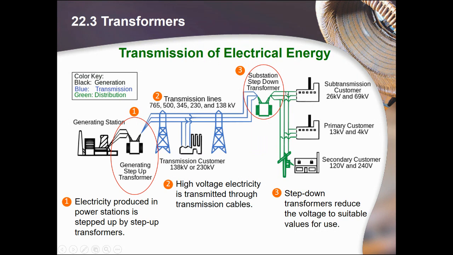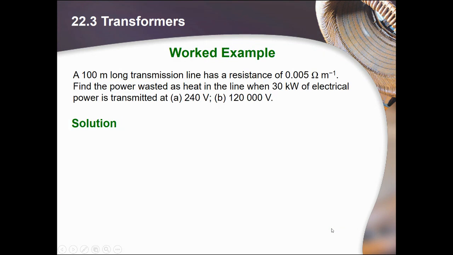So all the electricity that comes out from your power plugs is usually 240 volts, but during transmission it will not be at 240 volts. It will be at a very, very high voltage such that the current is very low. Before it reaches you, a step down transformer will help to reduce the voltage to a suitable value for use. Okay, so some worked examples.